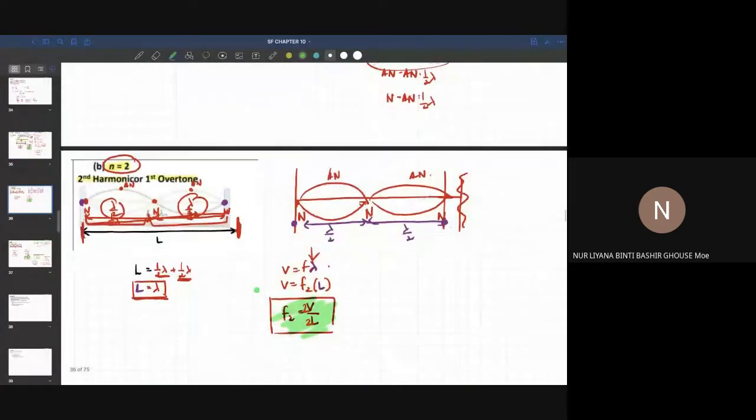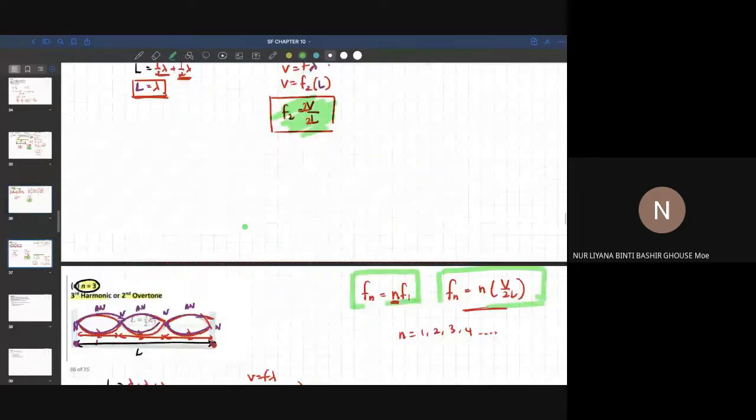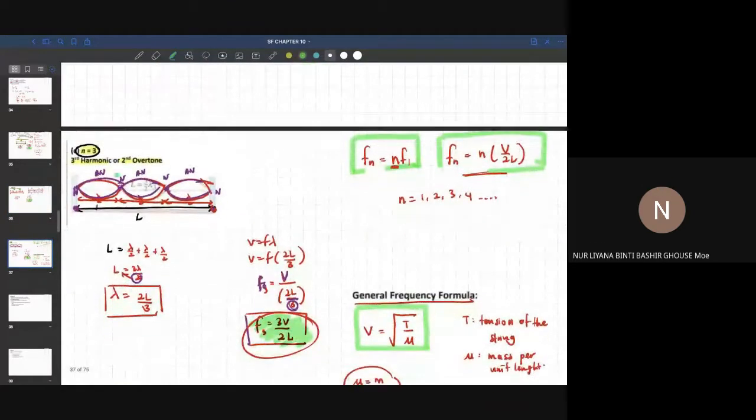Bila n equals to 2, how many anti-knots do we have? We have 1 anti-knot kat sini and another one here. Memang akan ada kat bawah pun juga, tapi kita calculate, it comes as a pair. So 1 pair dekat sini, another pair here. Bila n kita equals to 3, we have 3. So correct Rani.